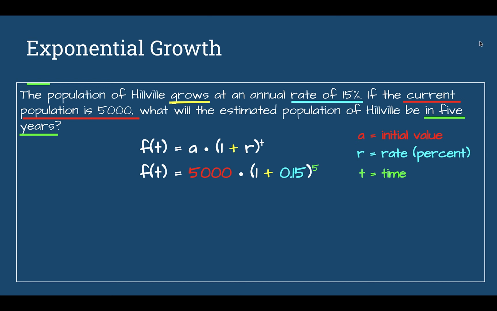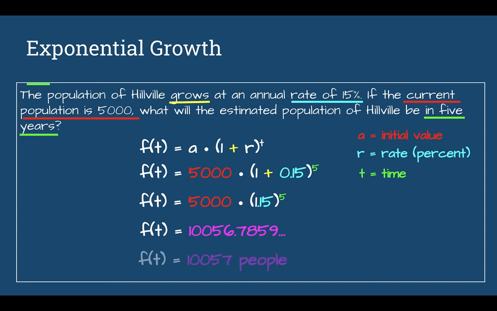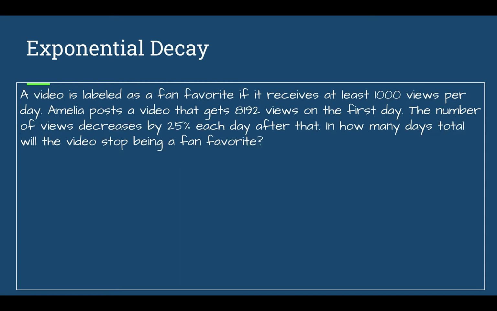We can type this in the calculator as it is, or we could simplify the parentheses even further to make our growth factor. Either way, if we calculate this out, our total should come out to be 10,056.7859 and so on. But since we're dealing with people and we're just estimating the population, we could round that up and say that in 5 years, the population will be about 10,057 people.